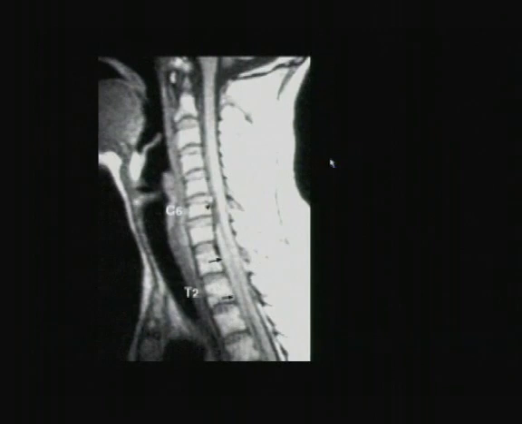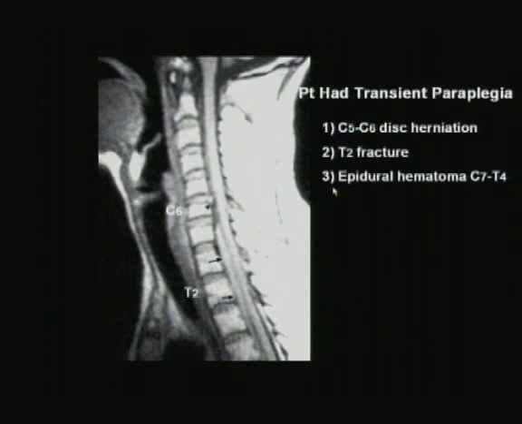And on CT, you can see the fractures here and here and the fluid in the pleural space. He had a transient paraplegia, so we did MRI, and you can see that he had a fracture of T2, a disc herniation in the lower C-spine, and a long epidural hematoma.